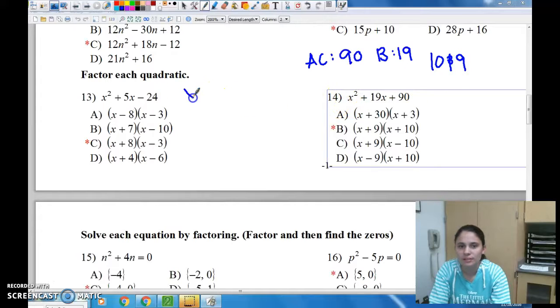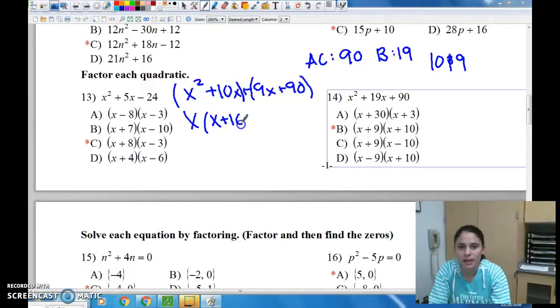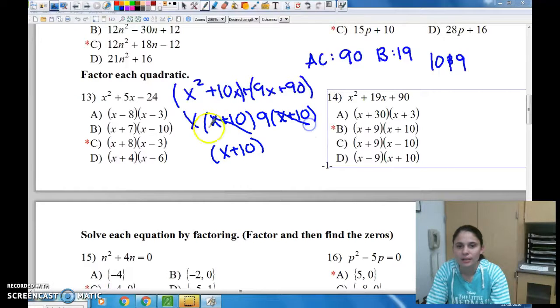So then I rewrite this, x squared plus 10x plus 9x plus 90. And then I group this side and group this side. And on this side, I can just pull out an x, and I'm left with x plus 10. And on this side, I can pull out a 9, and I'm left with x plus 10. Then I pull out whatever's in parentheses, which is just the x plus 10, so these are gone. And I'm left with an x and a positive 9, so I have x plus 9.